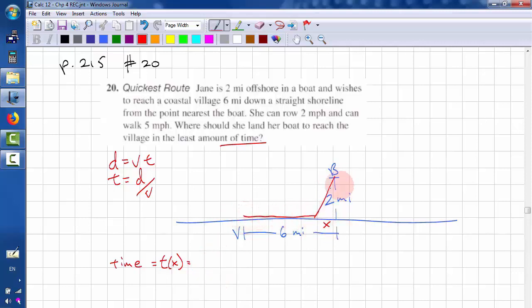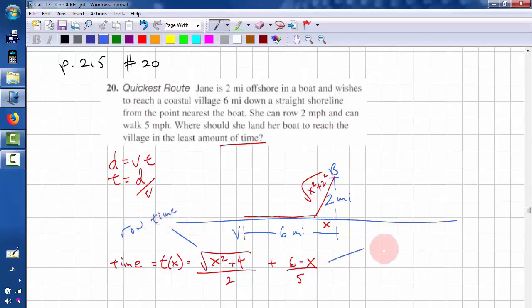So the row time, since this is 2, this is x, this is the square root of x squared plus 2 squared. So we have the square root of x squared plus 4, and we're dividing that by 2. So not only is it 2 miles, it's 2 miles per hour, so we're doing the distance divided by the velocity. Plus, this is going to be 6 minus x, and that's at 5 miles per hour. So this is our row time, and this is our walk time.